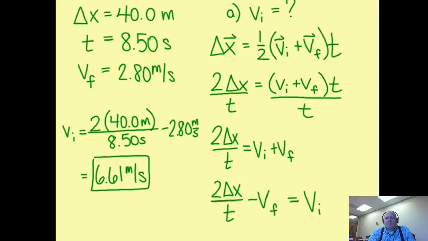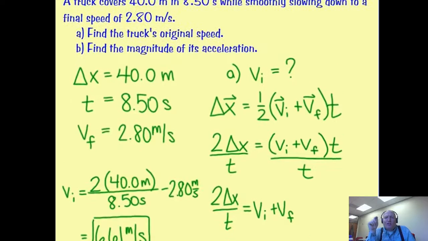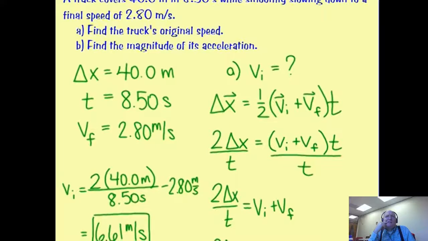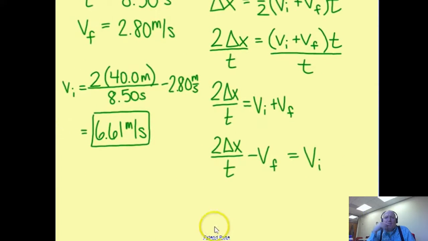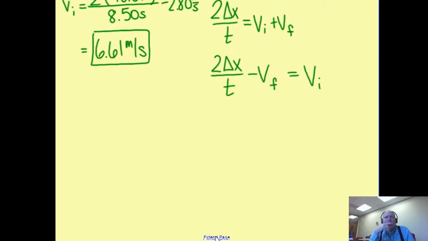Cool. And then we have part B. Yeah, so I wanted to see how she does this. Part B says, find the magnitude of its acceleration. Because now we have everything but. So now we're looking for something different. We're looking for acceleration in part B.